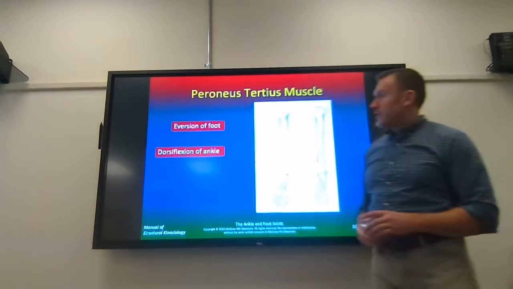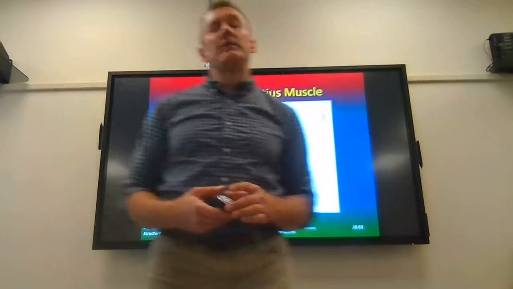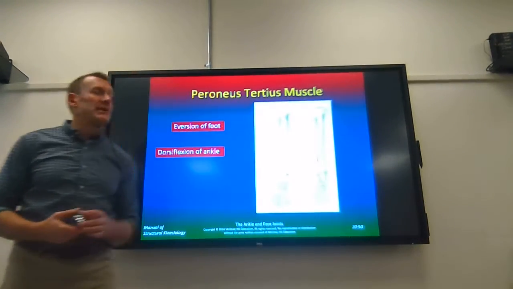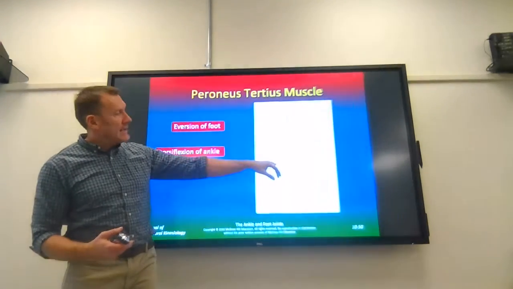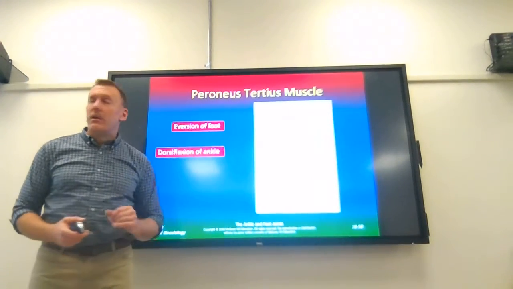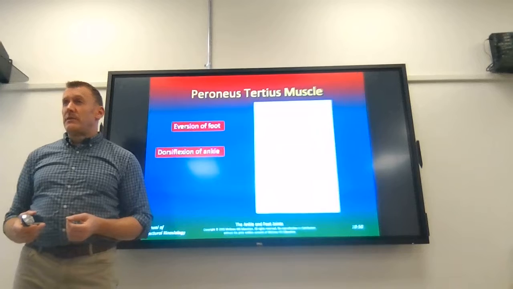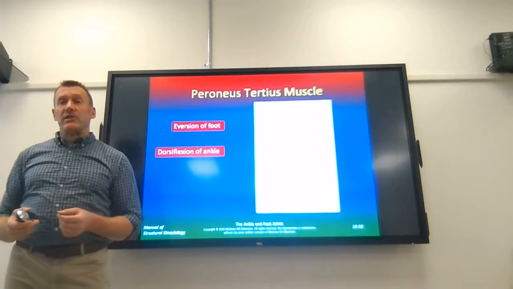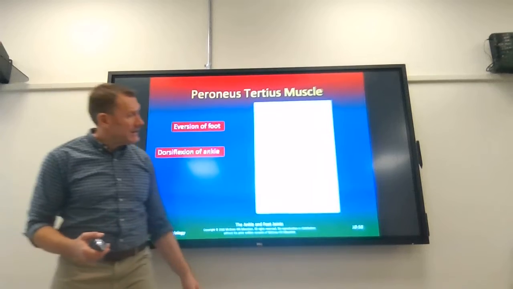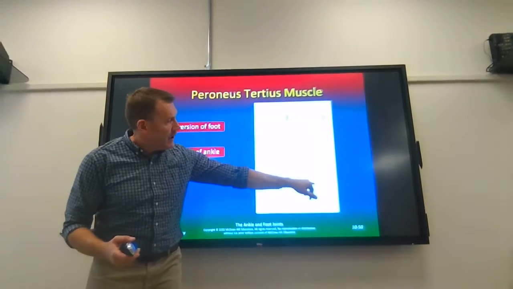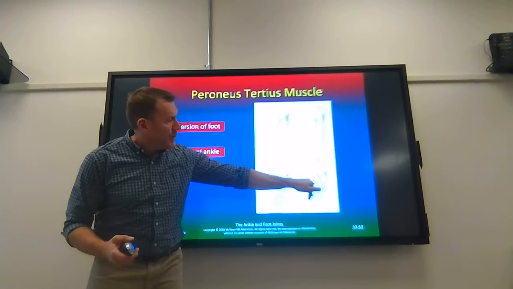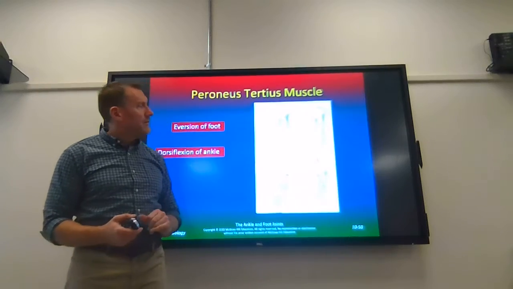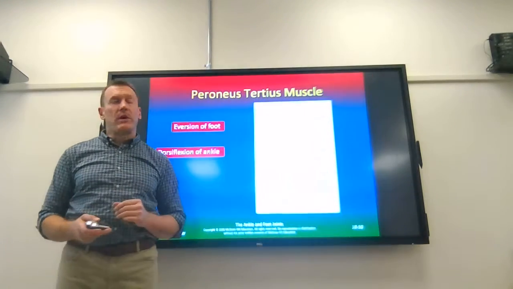Okay, peroneus tertius. This is a little bit different versus the other two peroneal muscles, because now we're passing in front of the lateral malleolus. So because of that, it contributes to dorsiflexion, but it also has its insertion here at this styloid process of the fifth metatarsal. So it's going to turn the foot out as well.